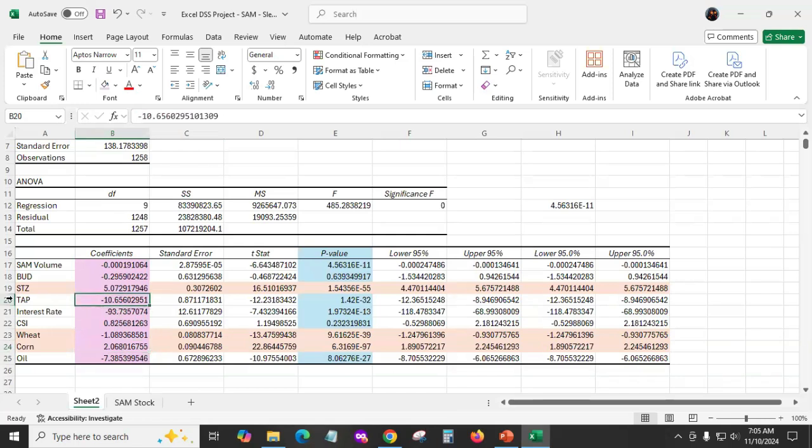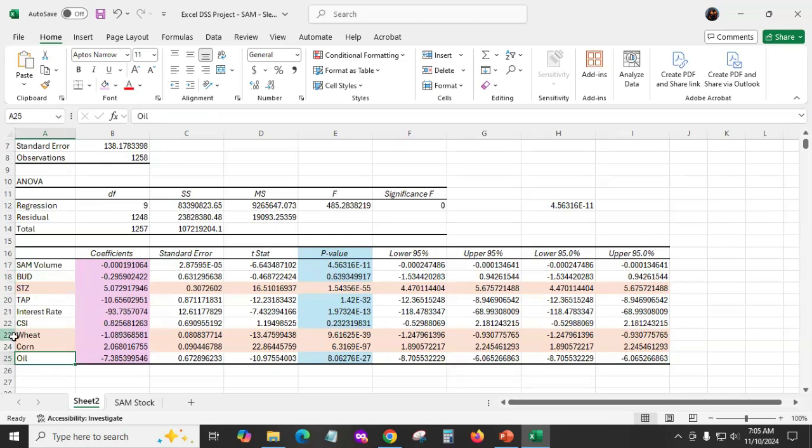And here's a great example. TAP, which is Molson. When the price of Molson's goes up, the price of Sam Adams goes down. And then the opposite is true. If the price of the Molson stock goes down, the price of the Sam Adams stock goes up. So you'll see that there are negative correlations between 2 of the 3 competitors and 2 of the 3 commodities.